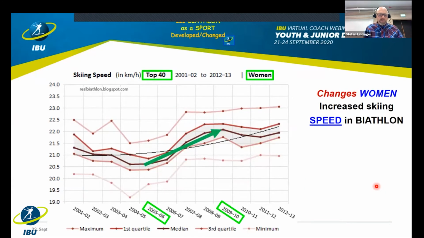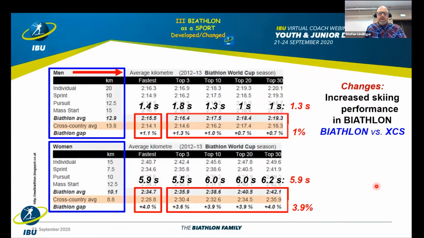Not so clear in the women, also a tendency, especially from 2005 to 2010, but not as clear as we have it in men. And that's a pretty interesting picture. In former times, we always discussed that if an athlete is not so successful in cross-country skiing, maybe he can go to biathlon because there he doesn't have to ski so fast. This is definitely not true anymore.